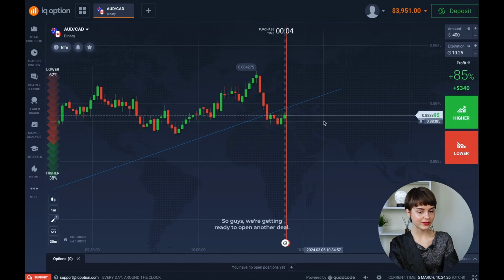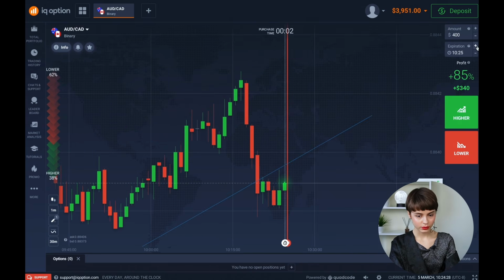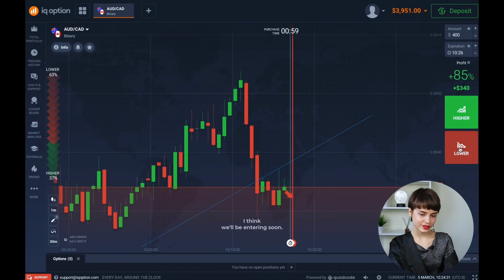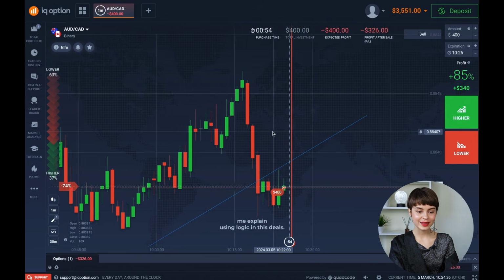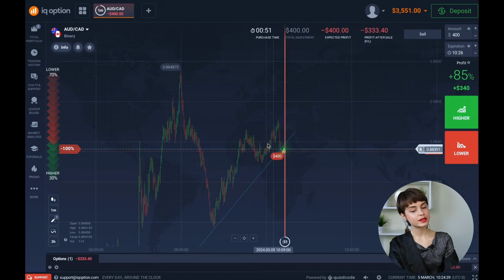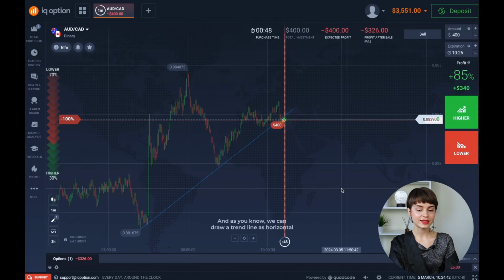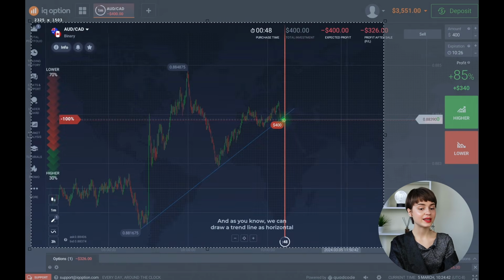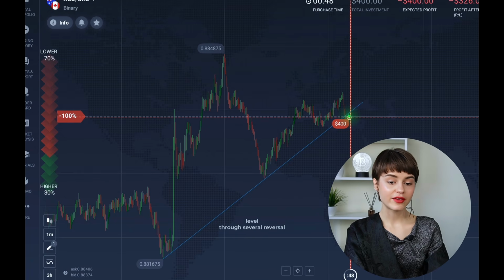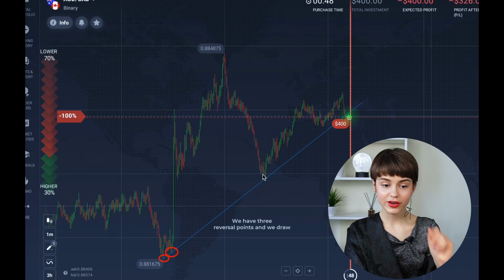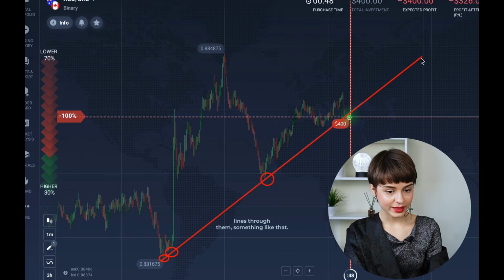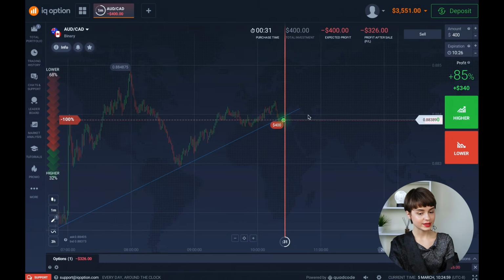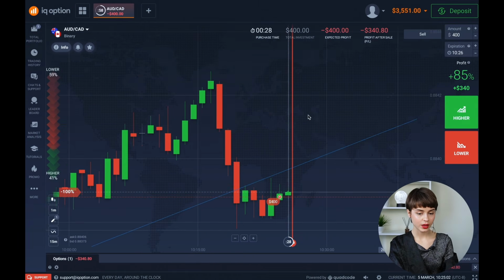So guys, we're getting ready to open another deal. I think we'll be entering soon. I'm opening a bet with lower, and let me explain the logic in these deals. So there's a trend line, and as you know, we can draw a trend line as a horizontal level through several reversive points. We have 3 reversive points, and we draw lines through them, and we're observing that case. It looks like that.